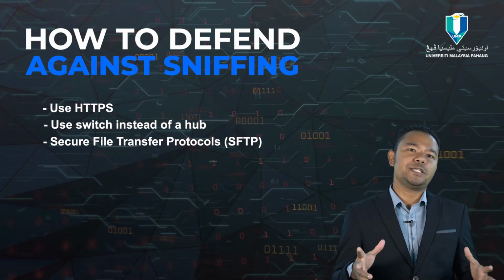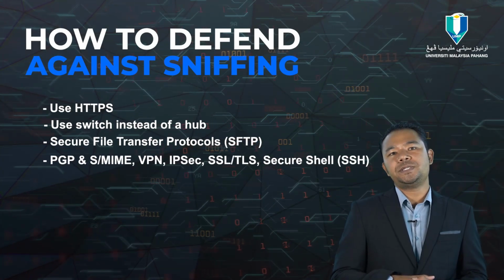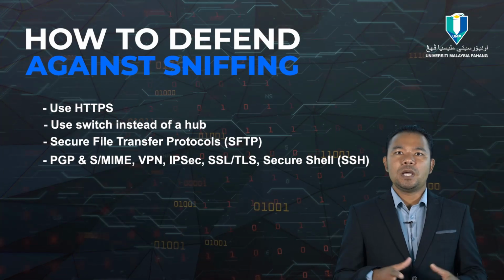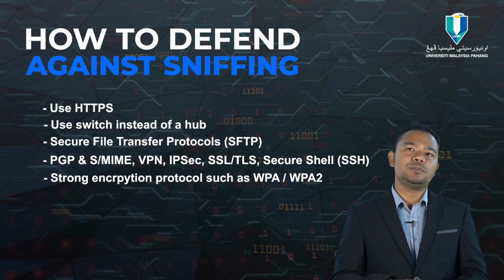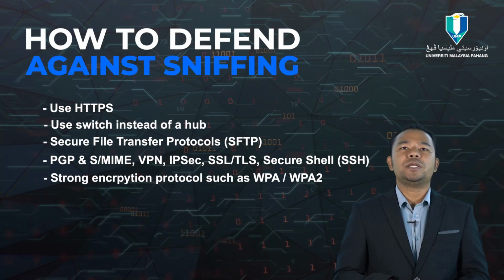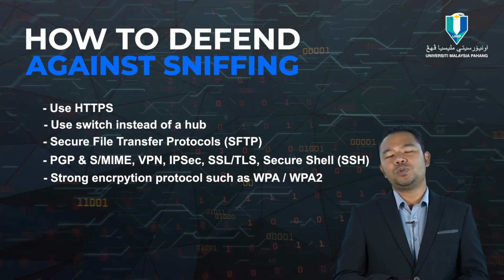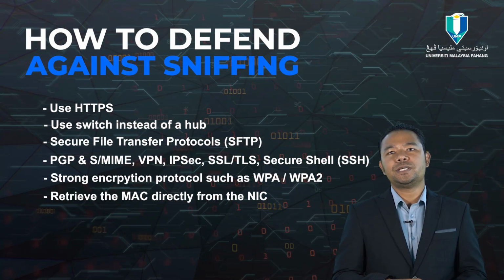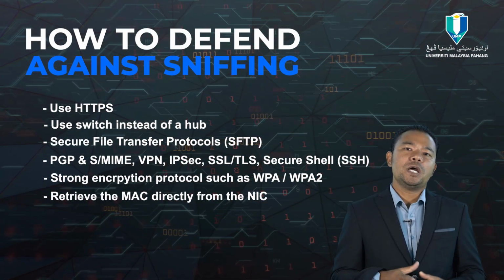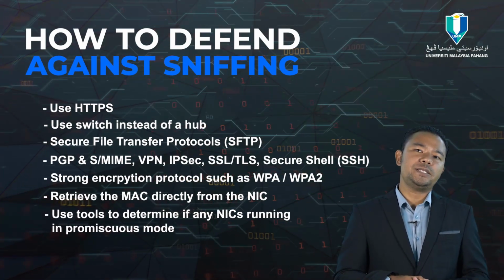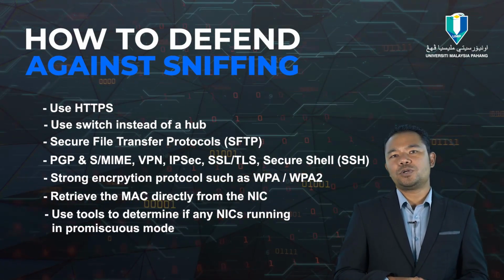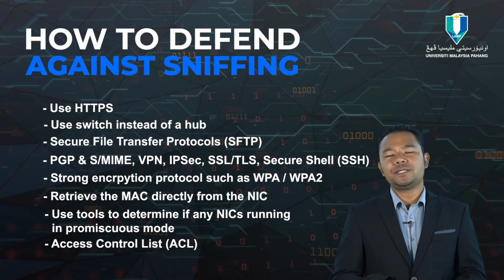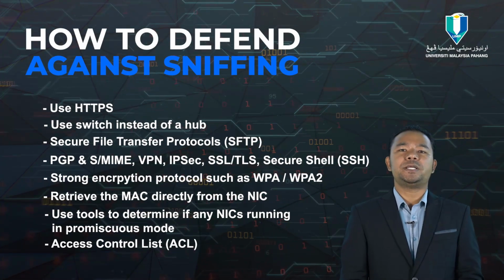Use secure file transfer protocol instead of FTP for the secure transfer of files. Use PGP and S/MIME, VPN, IPsec, SSL, TLS, Secure Shell, and one-time passwords. Always encrypt wireless traffic with strong encryption protocols such as WPA and WPA2. Retrieve the MAC directly from the NIC instead of the OS. This prevents MAC address spoofing. Use tools to determine if any NICs are running in promiscuous mode. Use the concept of an access control list to allow access to only a fixed range of trusted IP addresses in the network.